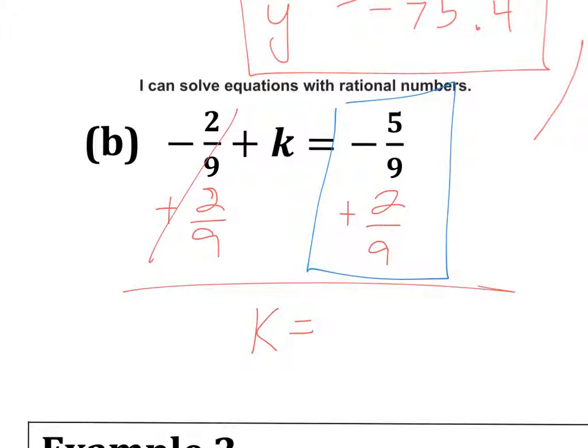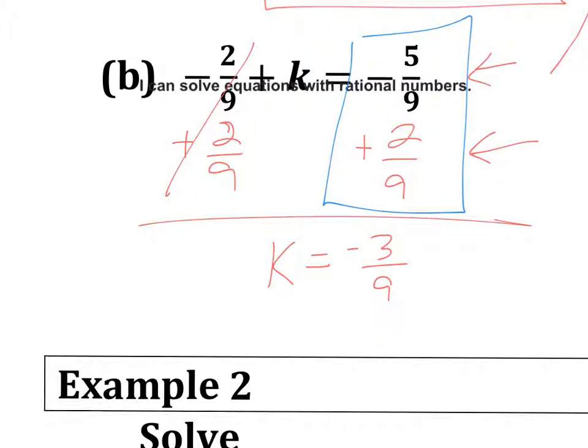And then what's negative 5/9 plus 2/9? We're doing this right here. Well, they already have a common denominator, so you can keep the ninths. And you have negative 5 plus 2, so that's a negative 3/9. We do need to simplify this answer, so take it one step farther. We can take out a 3 from both of these numbers, and you're left with k equals negative 1/3.